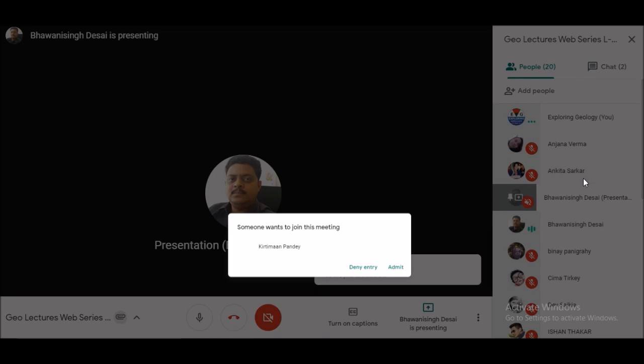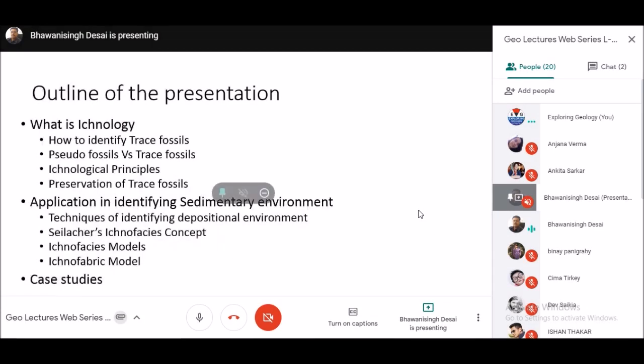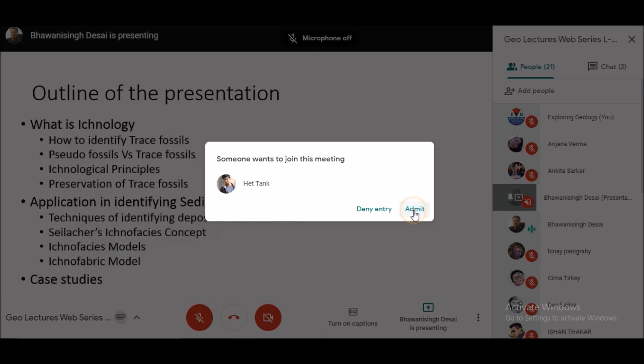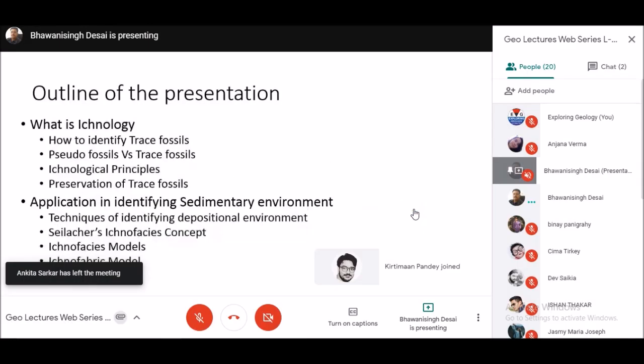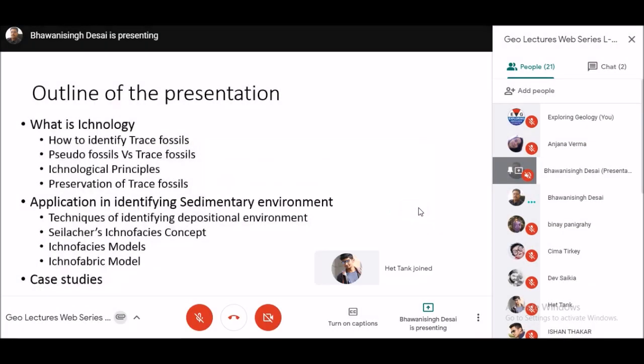This is my outline of the presentation. First, I'll talk about what ichnology is, how to identify trace fossils, and how to distinguish trace fossils from pseudofossils, that is, not true fossils. Then we will take up some techniques of identifying sedimentary environments with the help of trace fossils, and a few case studies.